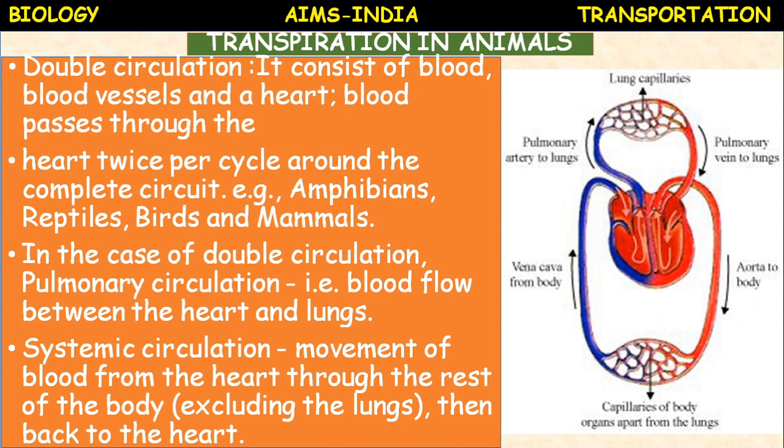Okay, so in this circulation, the circulation between the heart and body parts is taking place. It is called systemic circuit circulation. So this kind of circulation is called double circulation, seen in reptiles, amphibians, birds and mammals.